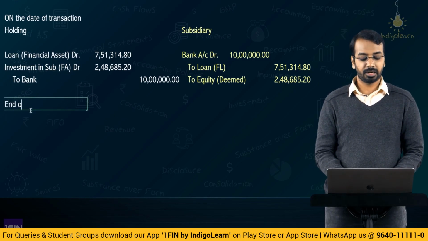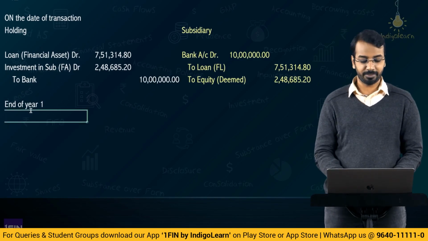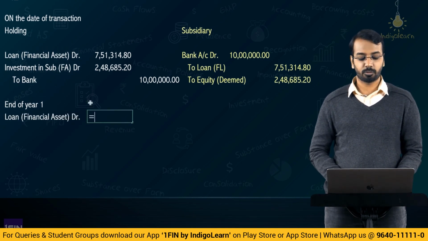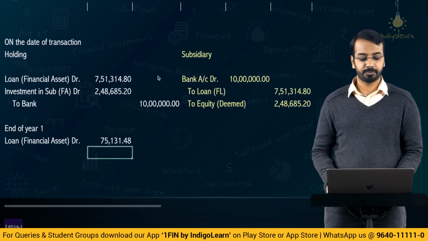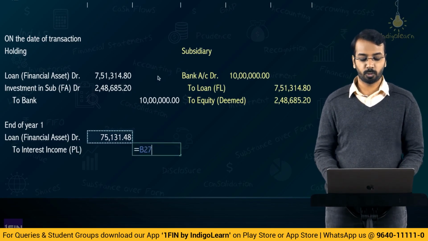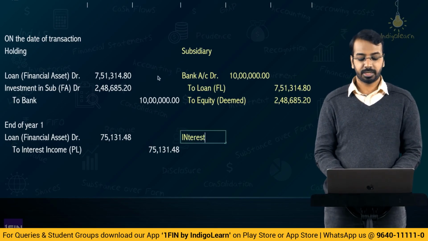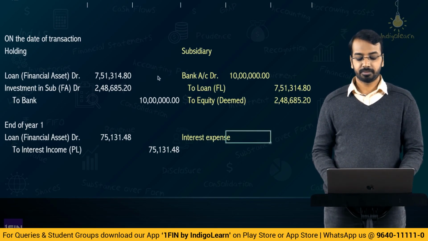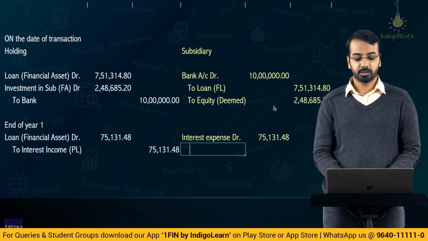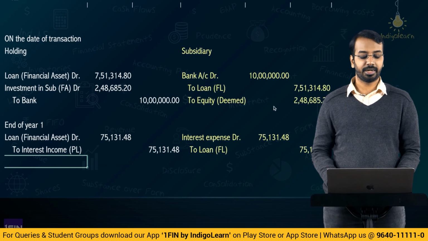Now, end of year 1, holding company will recognize interest income. So, it will say loan financial asset account debit by interest. Interest is how much? 75,131.48 to interest income. This is a P&L item, it will be transferred to P&L. So, what will the subsidiary say? The subsidiary would say interest expense debit, 75,131.48 to loan, which is a financial liability, 75,131.48, that is at the end of year 1.